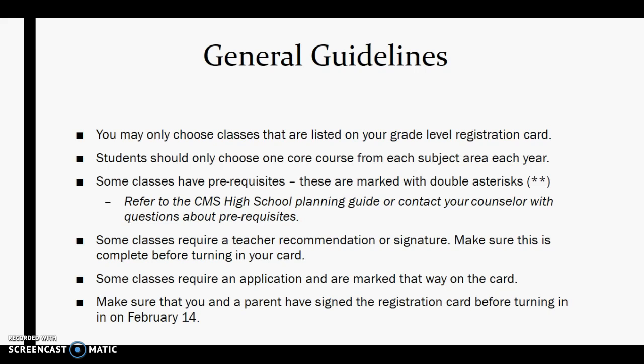Some general guidelines about the registration process and filling out the card. It's important that you only choose classes that are listed on your grade level registration card, and it's also important that you only choose one core class for each subject area. Some of the classes on your card will be marked with double asterisks, and that indicates that that class has a prerequisite, or that there's a class you have to take before you can enroll in that class. If you have questions about what those prerequisites might be, you can refer to the CMS High School Planning Guide, or you're also welcome to reach out to your counselor with any questions about that.